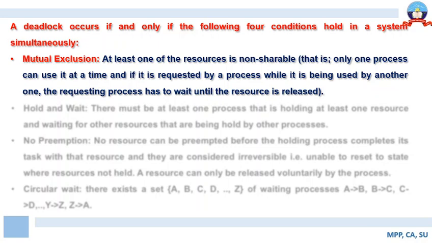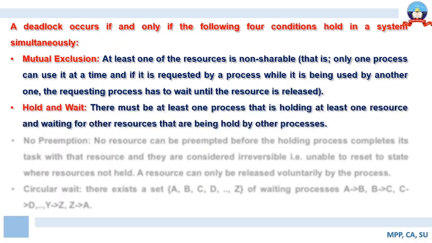So at least one of the resources in the system being utilized by the processes should be non-shareable. If one process is utilizing the resource, no other process should utilize that particular resource. So it's specified here also: only one process can use it at a time. And if it's requested by a process while it's being used by another one, the requesting process has to wait until the resource is released. So this is the primary condition for deadlock to happen.